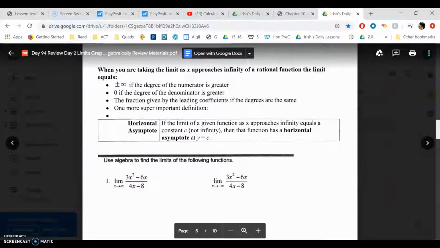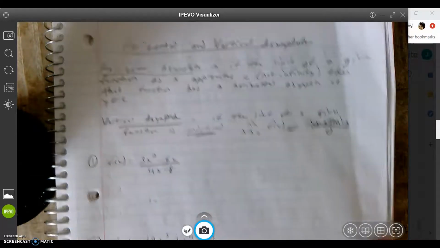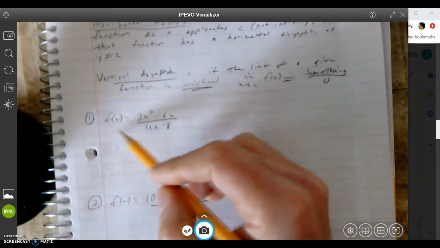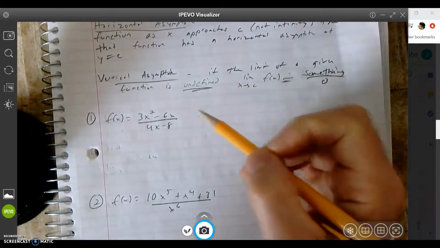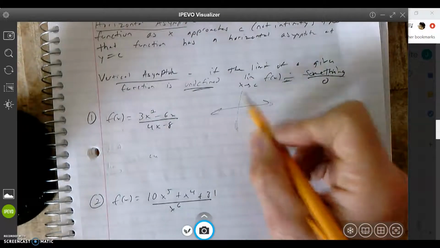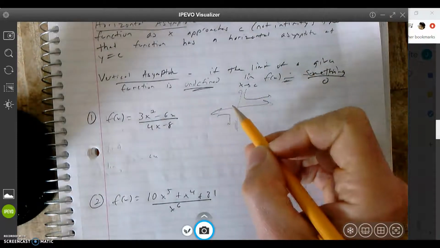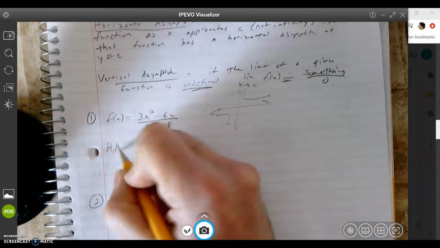Here we go. Here's my notes right there, and let's go. So number 1. I know on the paper it says limit as x approaches infinity, but I'm going to do both here. So write this down. So let's say we're given a function that looks like this. Where are the horizontal asymptotes and where are the vertical asymptotes? So the graph looks something, I don't know what the graph looks like, something like that. All right, so first thing, horizontal asymptote. This is what you got to do.